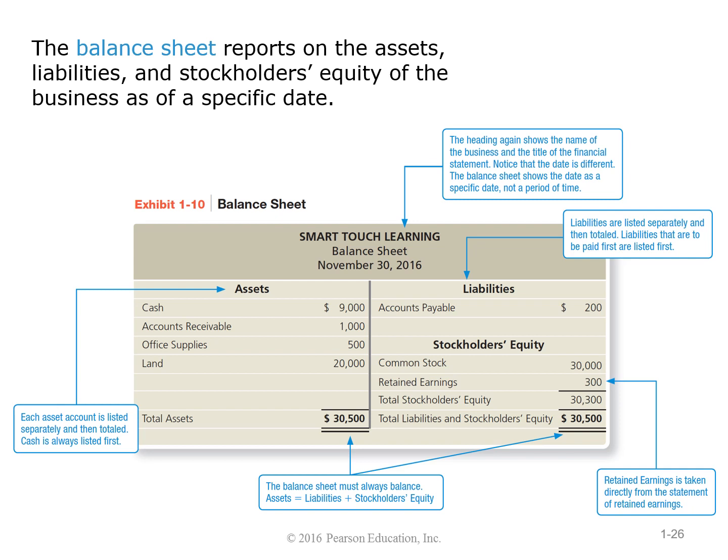And as you can see here, again, the name of the company, the name of the statement, and the date. We have assets, liabilities, okay, we have cash, accounts payable, office supplies, land, total assets, accounts payable, stockholders' equity, common stock, retained earnings, total stockholders' equity. And as you can see here, the total assets are equal to the total liabilities and the stockholders' equity section. And this is a must because, as we said, the balance sheet is representing the accounting equation.